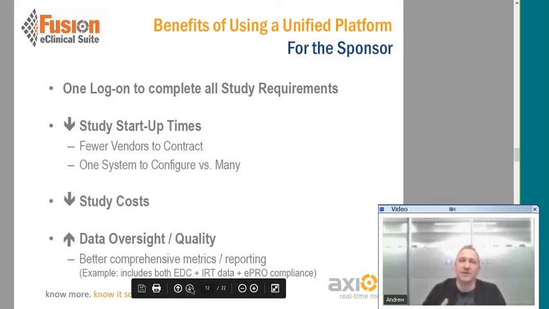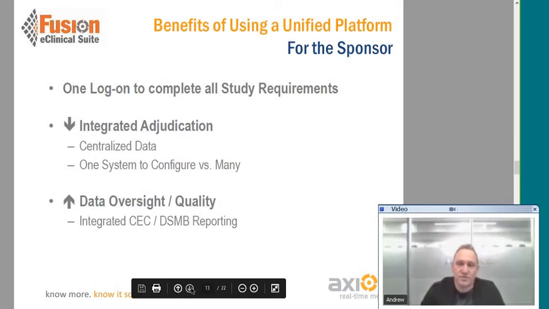From that perspective, you're spending a heck of a lot less time managing it, and therefore the data oversight time and quality obviously increases. The startup time is faster, and throughout the overall study, there are fewer vendors to manage, and it's absolutely lower cost when it comes to a single vendor managing it all.